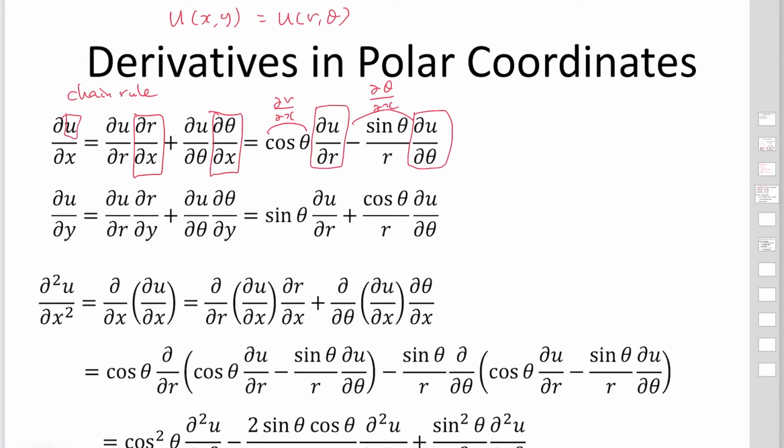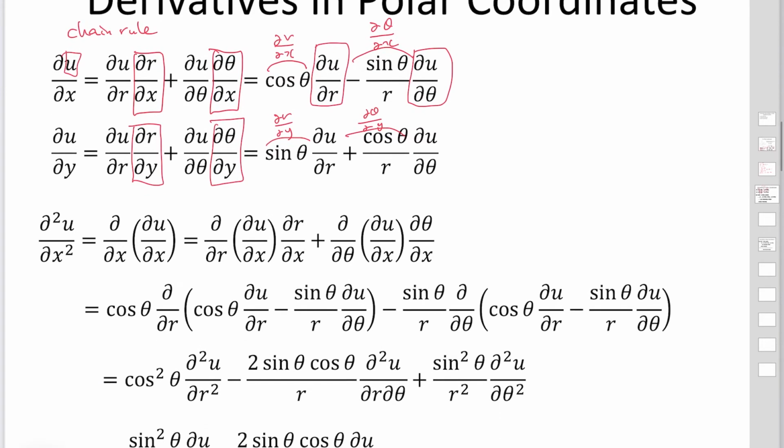Also, we could find the partial derivative with respect to y in the same way by the chain rule. So partial r partial y and partial theta partial y. We can substitute. Then we derive partial u partial x and partial u partial y.